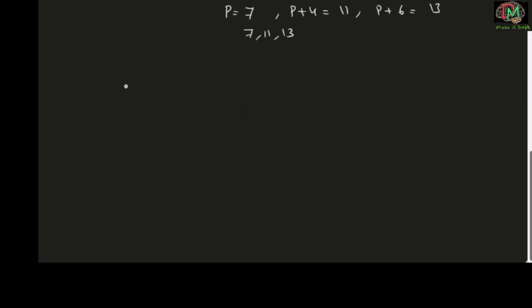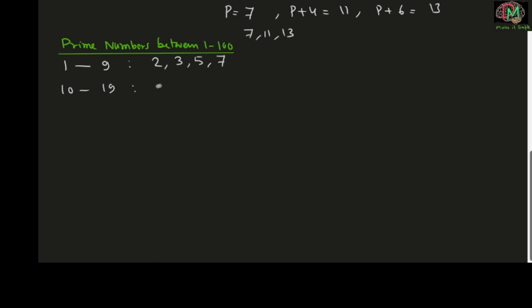Next we learn, and also remember, how many prime numbers are there in between 1 to 100. So from 1 to 9, the prime numbers are 2, 3, 5 and 7. Next, in between 10 to 19, 11, 13, 17 and 19.